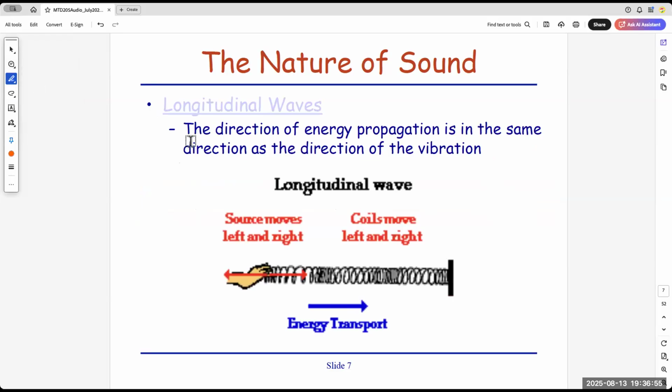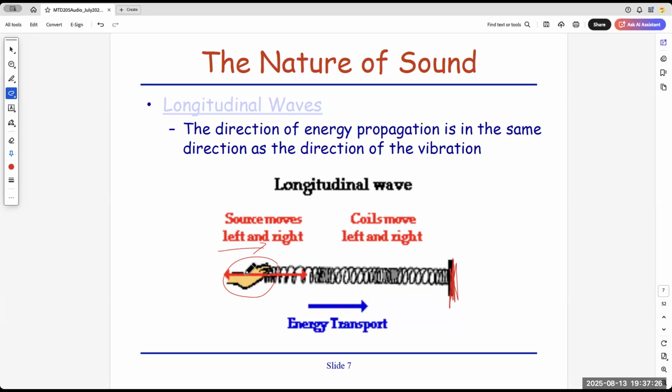In terms of these big words, you may not know what compressed and relaxed mean, but it means that we have a source. For example, your hand here, this is the spring, and this is a stand that holds the spring. If I push my hand from the left to the right, you can see the energy has been transferred from left all the way to the right.